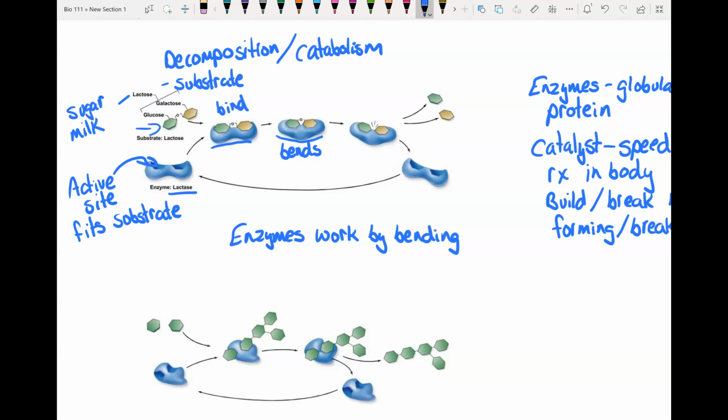When it bends, notice that that bond breaks. Now, instead of a disaccharide, we have two monosaccharides. The molecule or molecules that you form are called the product. So our product now is one glucose, one galactose. And then notice the arrow goes back around here. You're ready to reuse that enzyme. It's ready to go again.